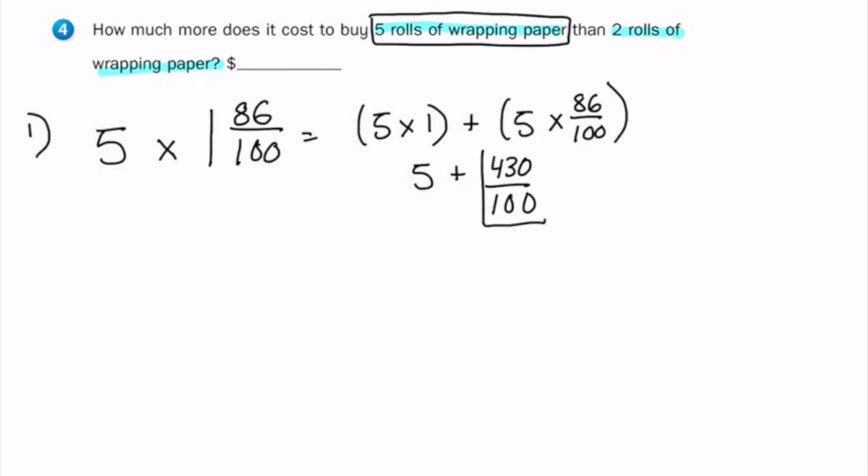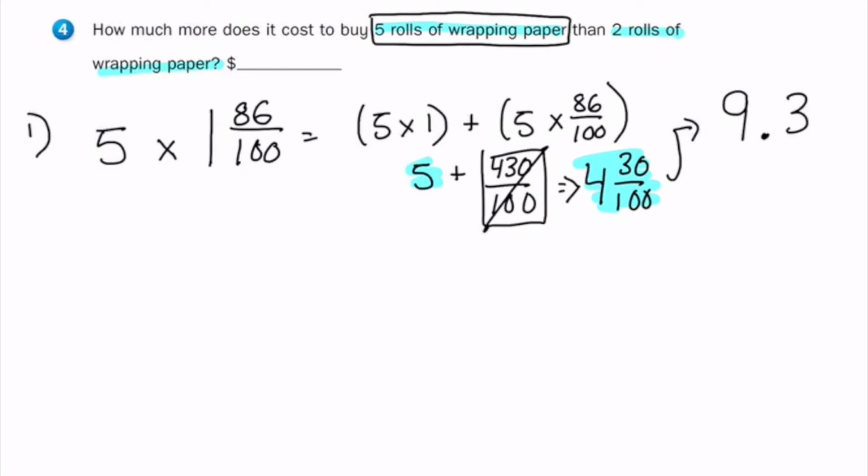Which I can rewrite as 4 wholes and 30 hundredths. So 5 rolls of wrapping paper costs 5 plus 4 and 30 hundredths. 5 plus 4 is $9, and then add the fraction is 30 cents.